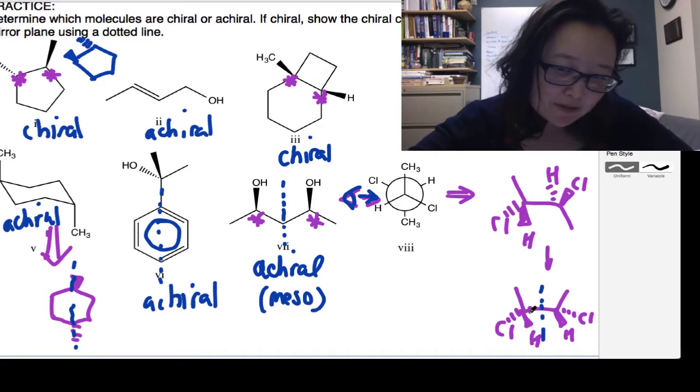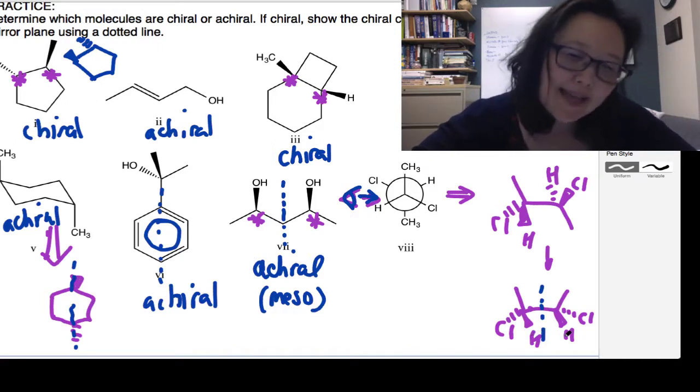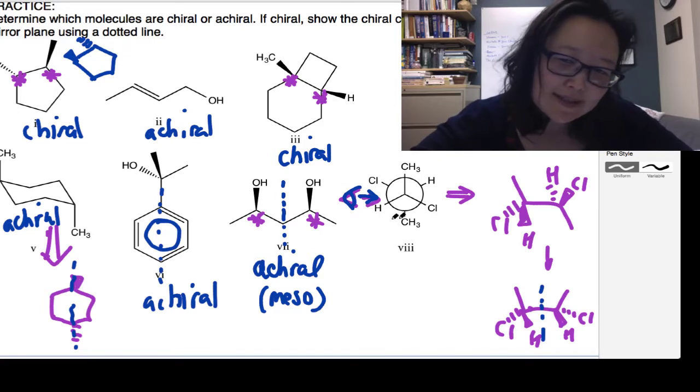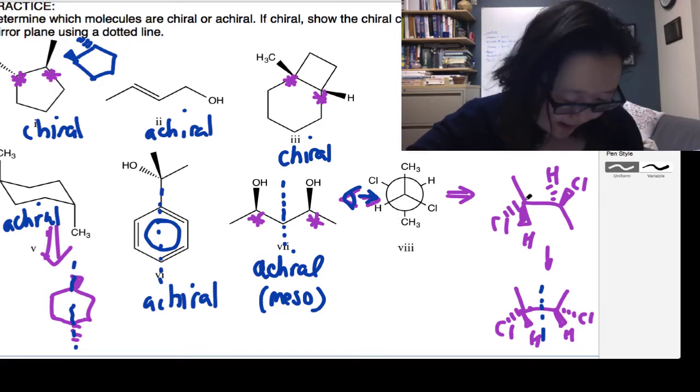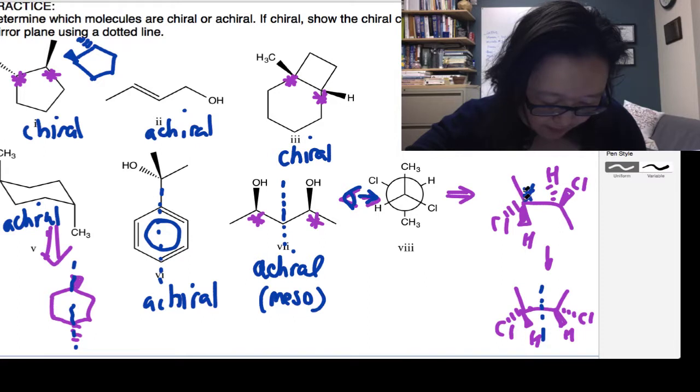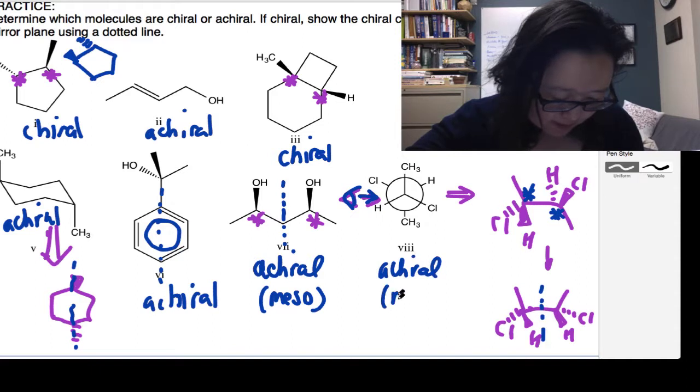When you make it eclipsed, you can really force it to look into a mirror and see if everything aligns. If this looks into a mirror, it sees that. Chlorine in the back sees chlorine in the back. Hydrogen in the front sees the hydrogen in the front. So this has a mirror plane of symmetry. Now does it have chirality centers? Yeah, 4 different groups in here as well. So this is what we call achiral, and it's also called meso.